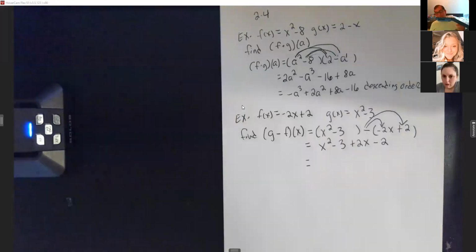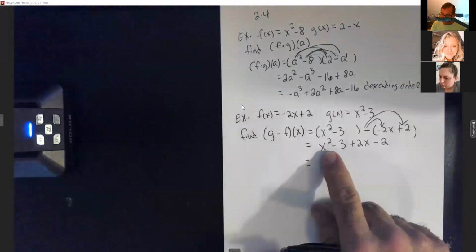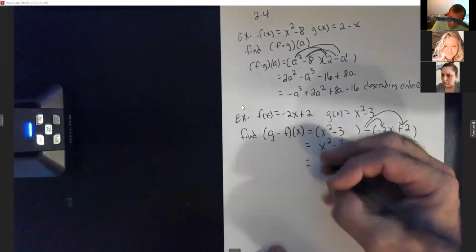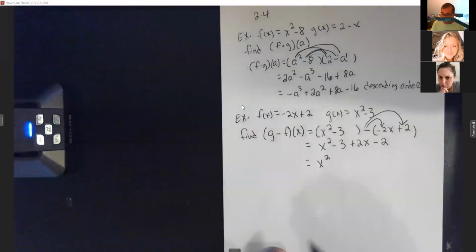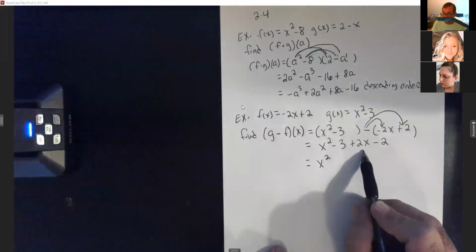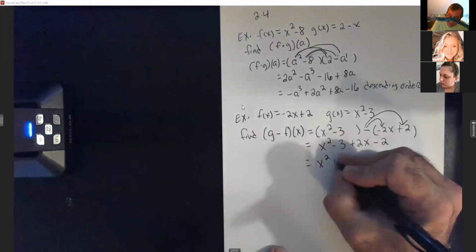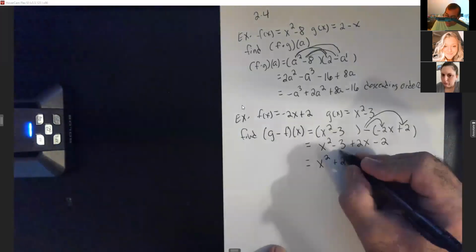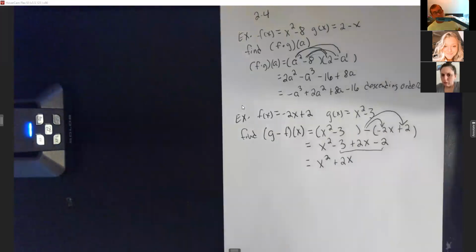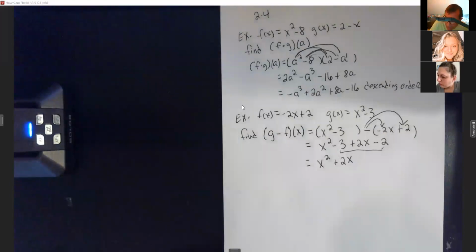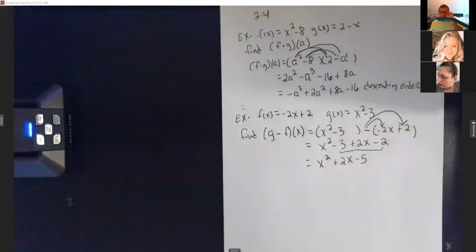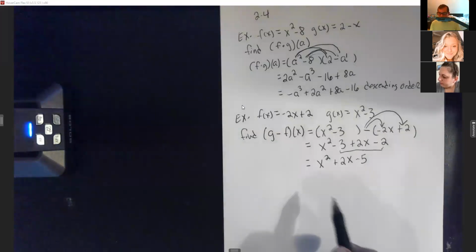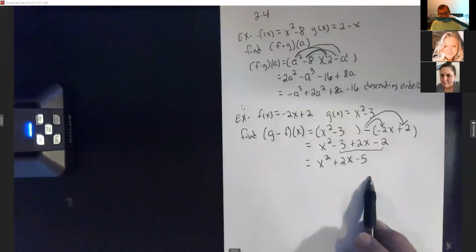So now I'm at the point where I can only add like terms. So the x squared has nothing to add to, so I'm going to bring down my x squared. And I'm going to put it in descending order. So next I'm going to put the positive 2x. The x has nothing to add to. But here, on my numbers, I do have like terms. I got a negative 3 and a negative 2. That'll make that a negative 5. And y'all, at that point, nothing else is like terms, so we are done.